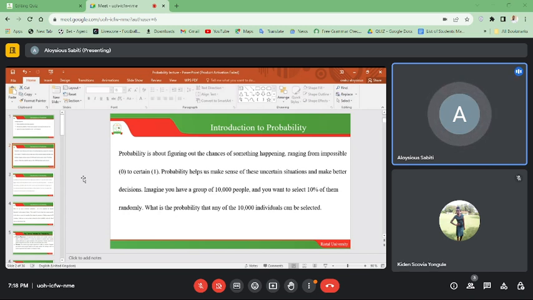Just imagine you have a group of about 10,000 people and you want to select 10% of them randomly. The question would be, what is the probability that any of the 10,000 individuals can be selected? In other words, you're trying to figure out what the chance might be for an individual to be selected among the 10% from the 10,000 people that you have.